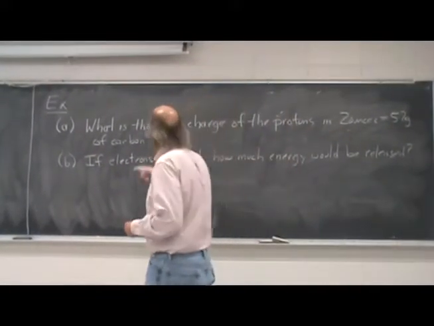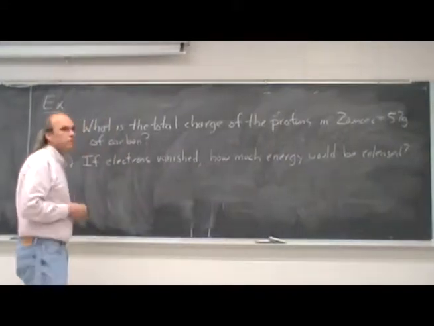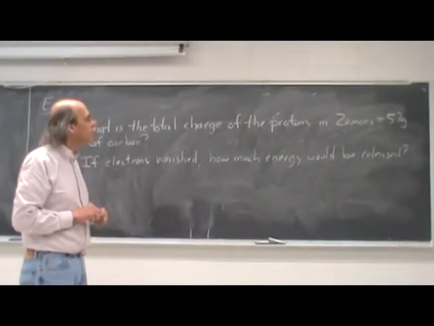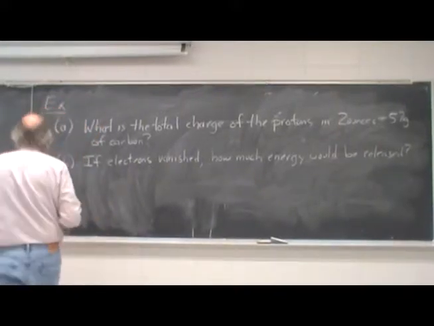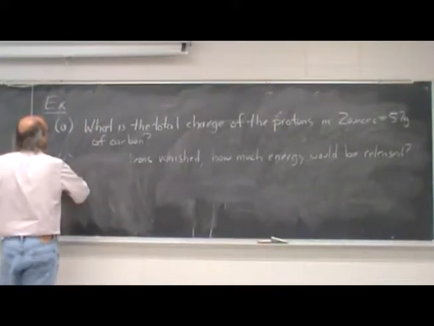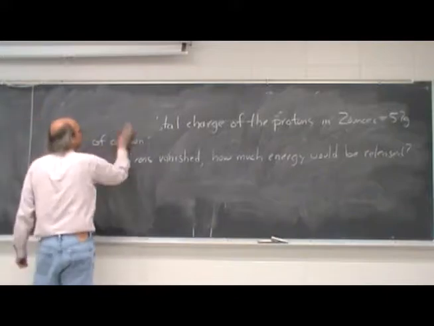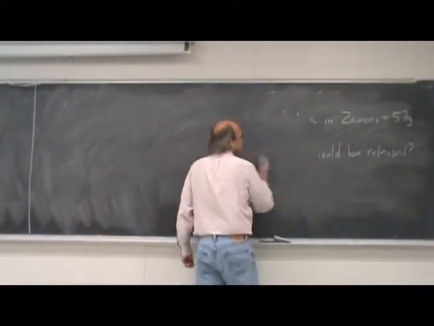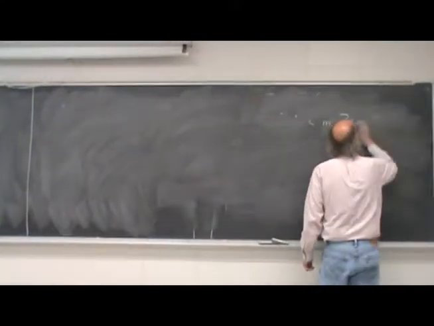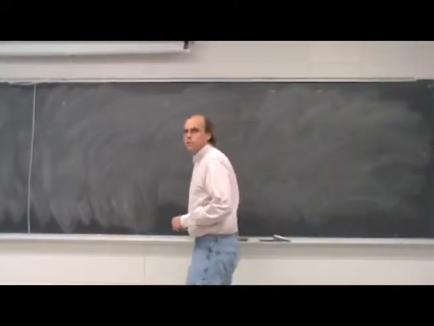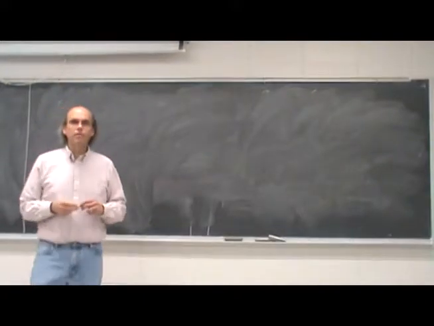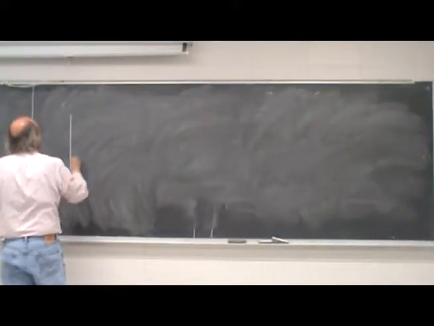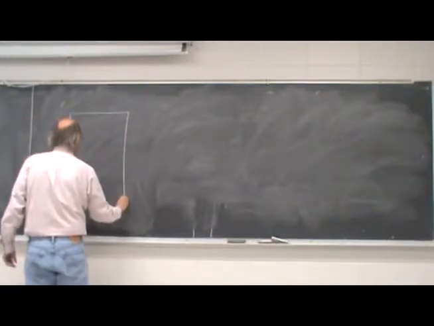Okay, so to address the first question, we need to know something about how many atoms of carbon are in 57 grams. So we're going to have to figure out the periodic table. So, unfortunately, there's no periodic table in this classroom, but you guys can all look them up online. You've all seen them, so this is the periodic table.